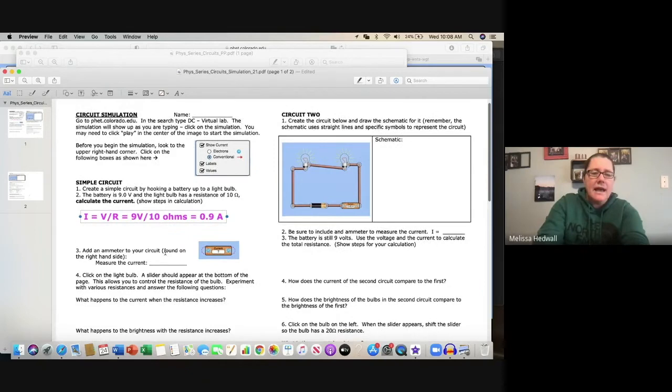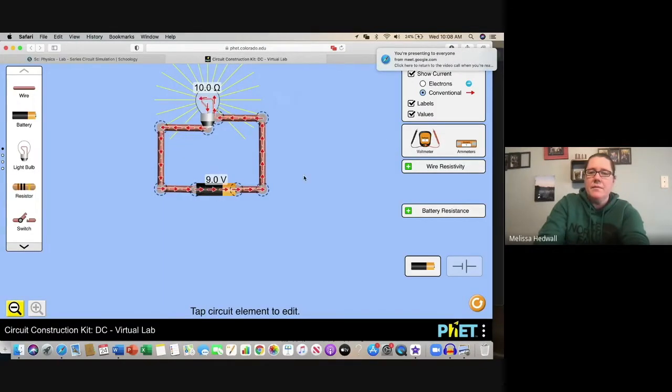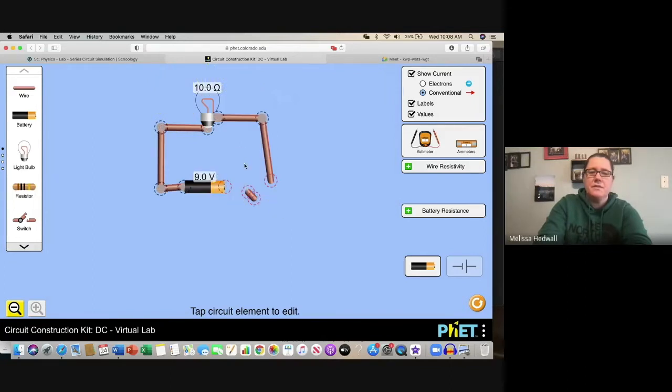Then it says to add an ammeter to your circuit. It's found on the right-hand side, and measure the current. In order to disconnect a wire, you just click on it, or you click on the juncture between the two, click the scissors, and it'll open it up. You can just move it out of the way, or click on it and delete it. Sometimes that works better than others for some reason.